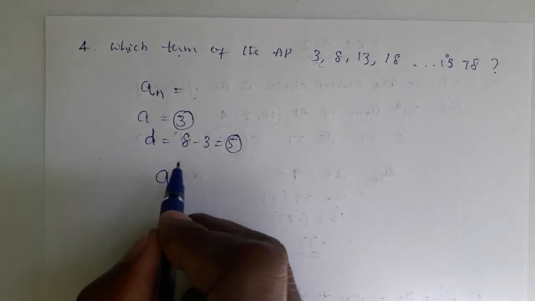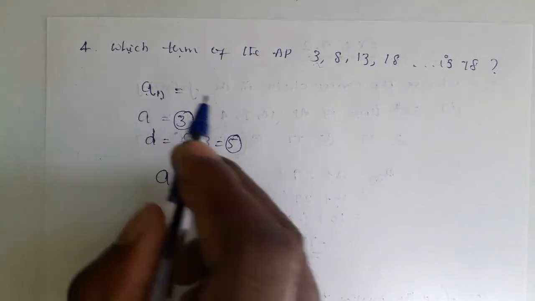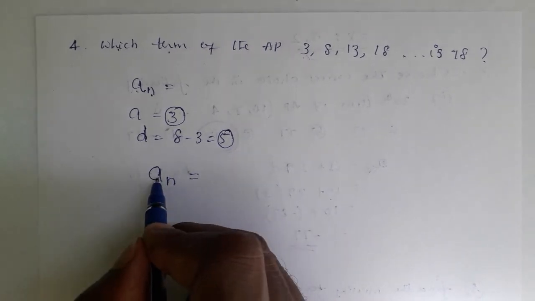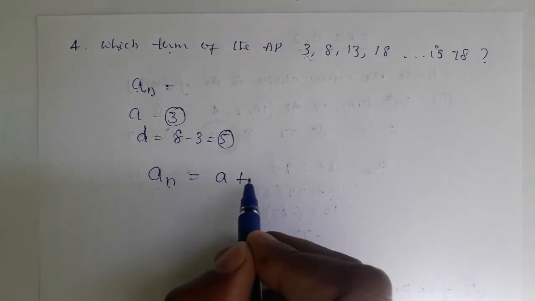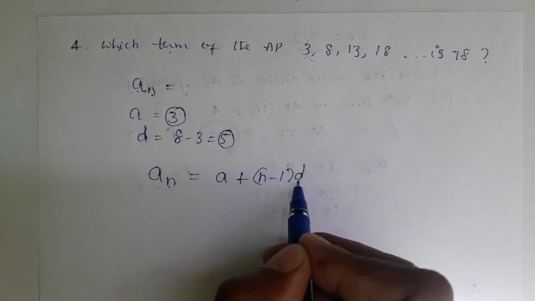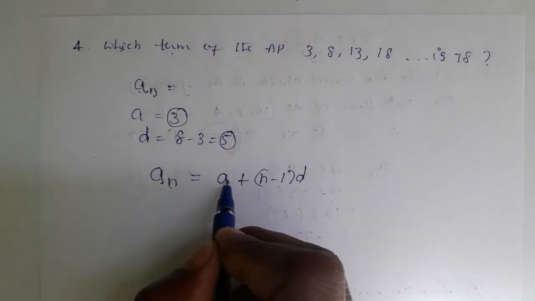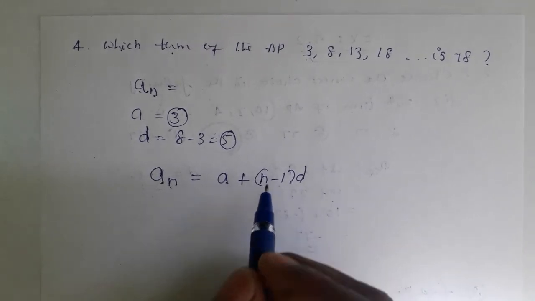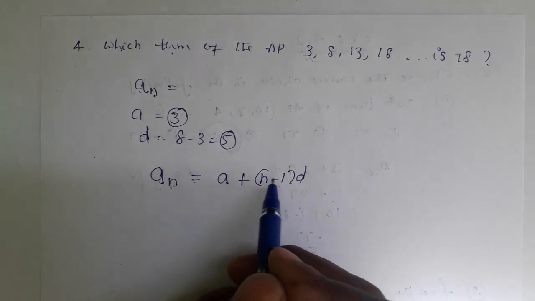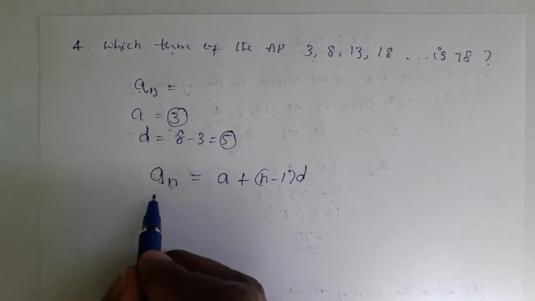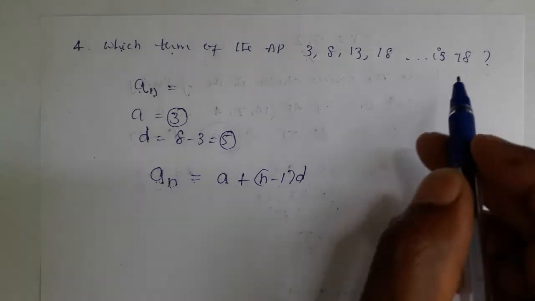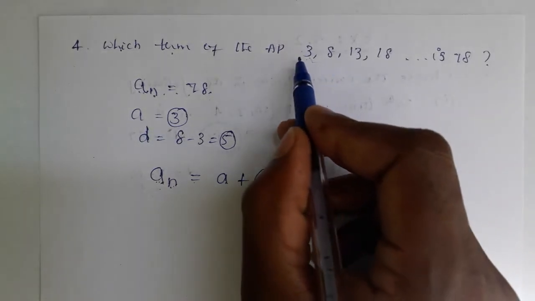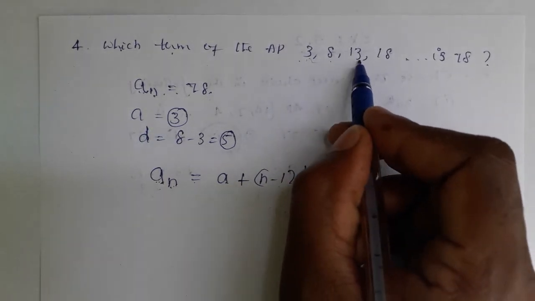When which term is asked, I mean AN is unknown, we'll use the formula. So how to write the AN formula? AN goes to A by taking how many jumps? N minus 1 jumps. You know that any position term goes to the first term by taking jumps of 1D less. That means AN is equal to A plus (N minus 1) into D. Now AN is what? Last term. So in this question, what is the last term given? 78. AN is 78.